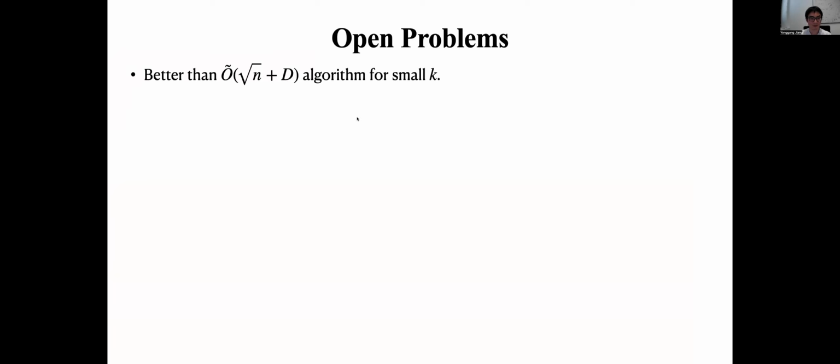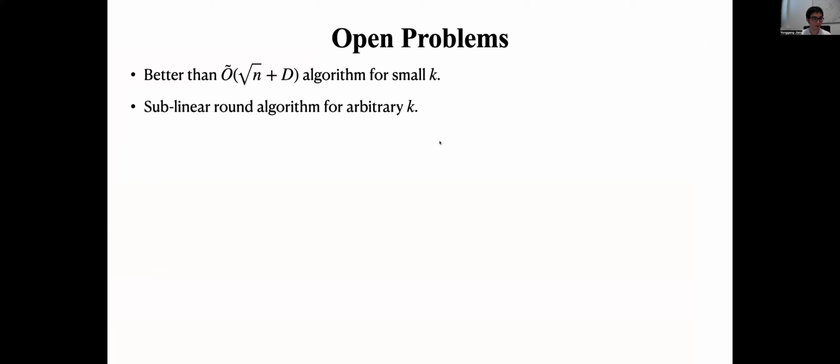Let me first talk about some open problems. The first one is to get a better algorithm than our paper. Basically, there are no lower bounds for unweighted vertex connectivity. So that means it's still possible to get better than a root n plus D algorithm for vertex connectivity, at least for some small k.